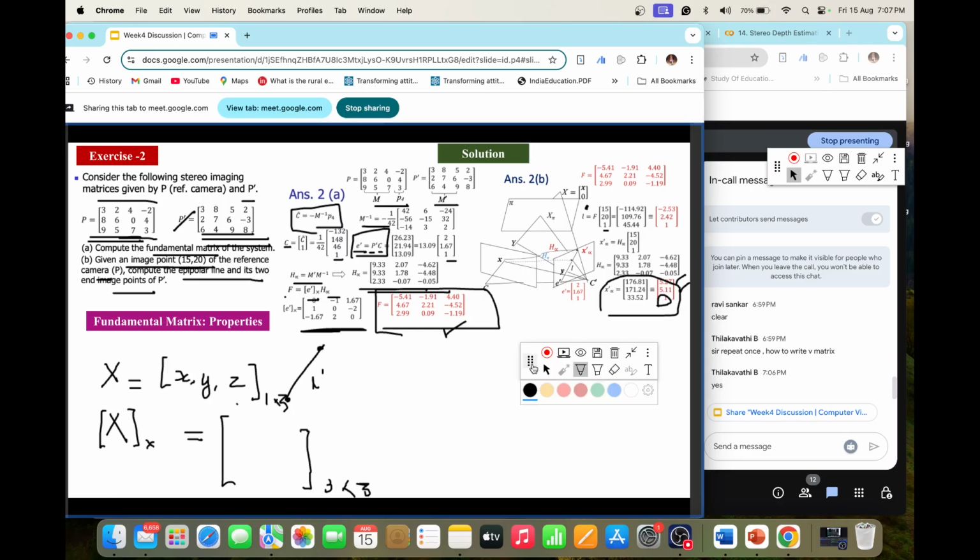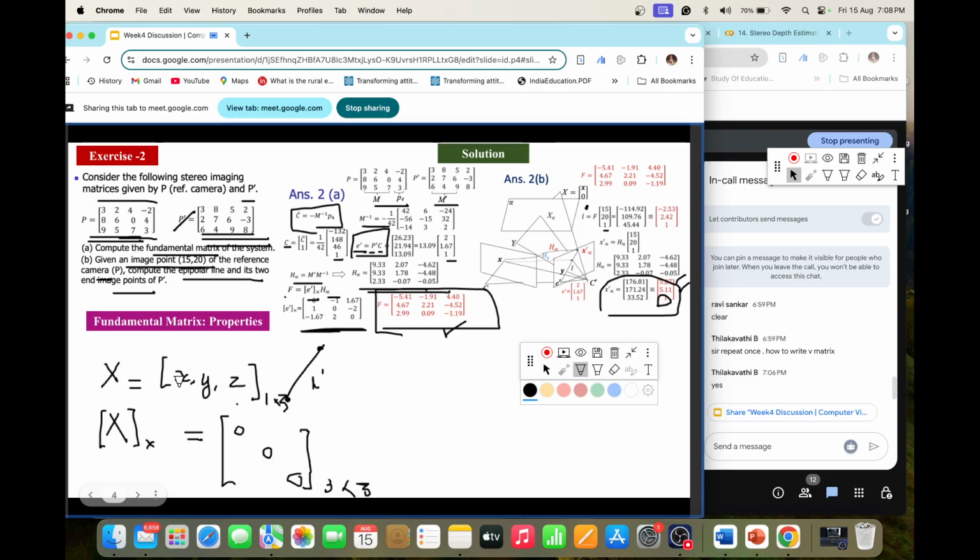Column or row, sir? Sorry, rows. Yeah, row. Thank you, sir. x will be taking the first row, y will be taking the second row, z will be taking the third row. That's how you can remember. Whichever row it is taking, you put 0 there. Because x is taking the first row, you put 0 here. y is taking the second row, you put 0 here. z is taking the third row, you put 0 here.